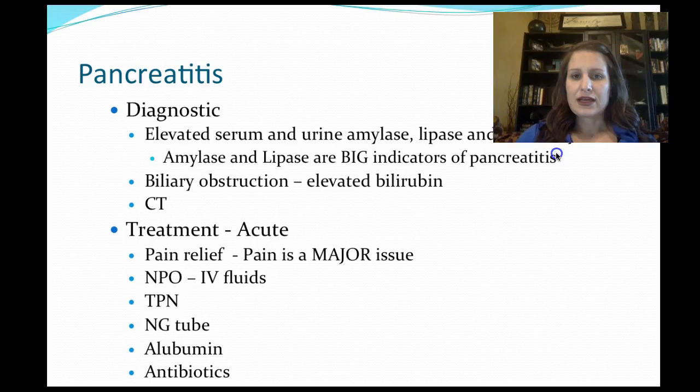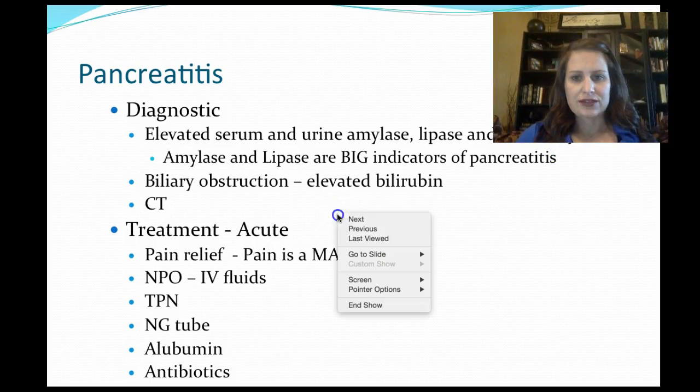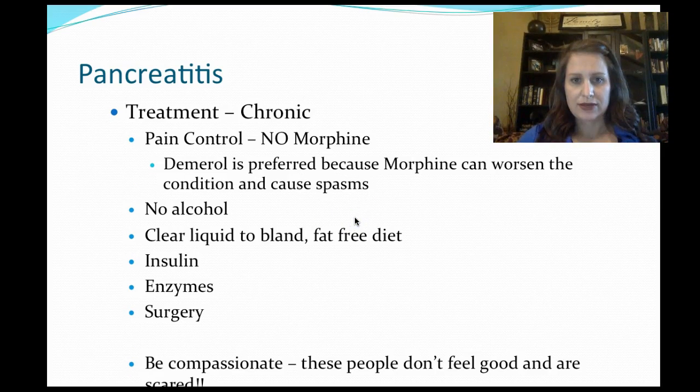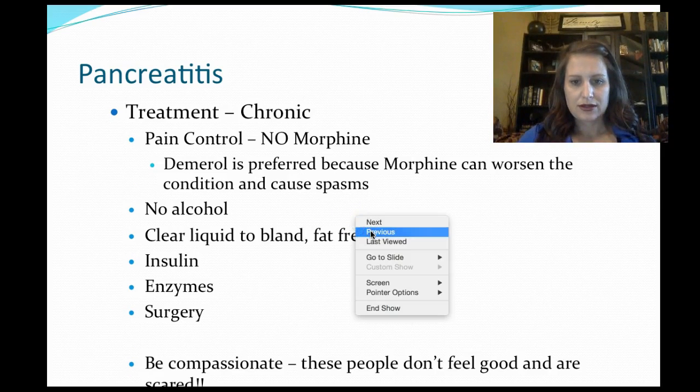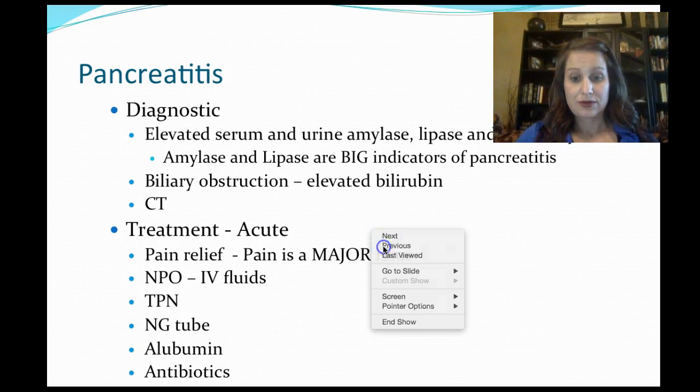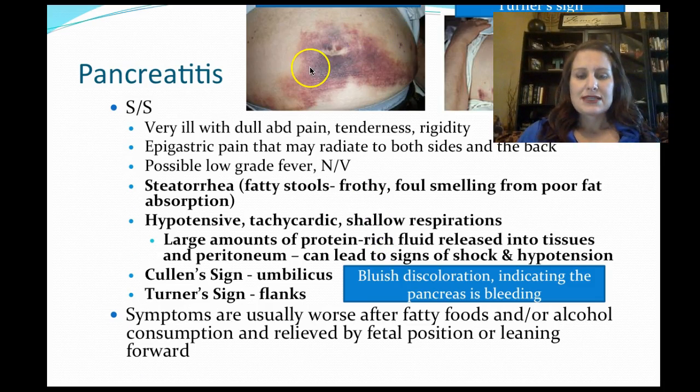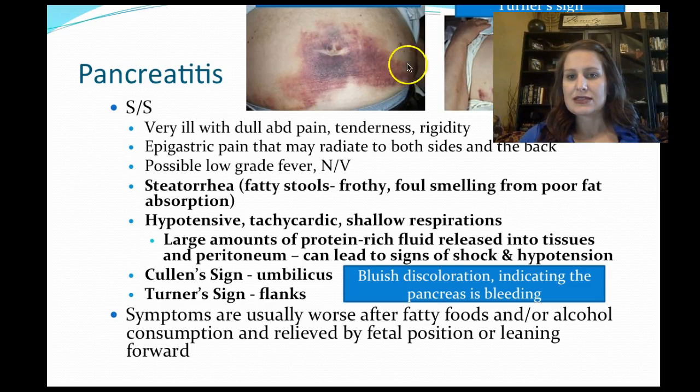Here you'll see Cullen's sign and Turner's sign. Let me go back real quick. Sorry. Okay. And basically you can just see this bluish discoloration. It's indicating that the pancreas is bleeding. So it might be across the abdomen, it might be on the side.